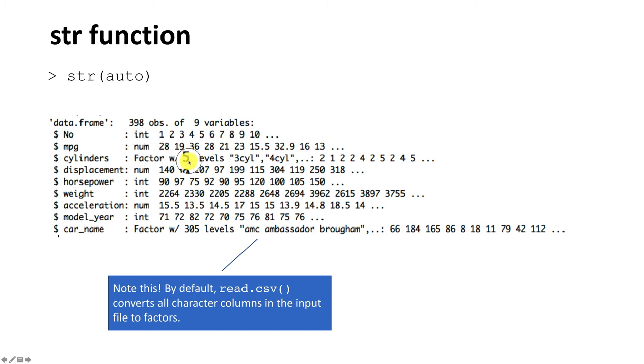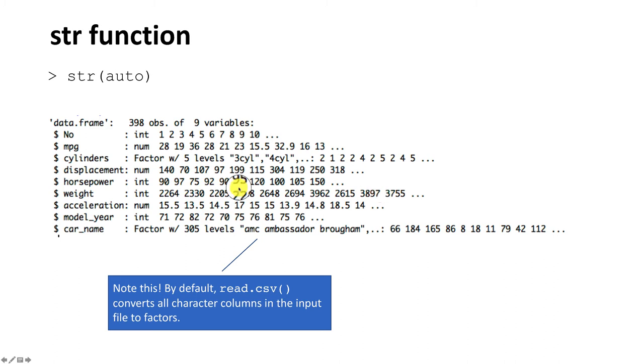Cylinders is a factor, because we converted it to a factor with 5 levels: 3-cylinder, 4-cylinder, etc. Then it's showing the actual values, which are shown as 2, 1, 2, 2, 4, etc. Well, 2 would be 4-cylinder, 1 would be 3-cylinder, and the levels are 3, 4, 5, 6, 8, so 4 would mean 6, etc. So what it does is show you, for every column, what kind of data is in the column and some initial values.